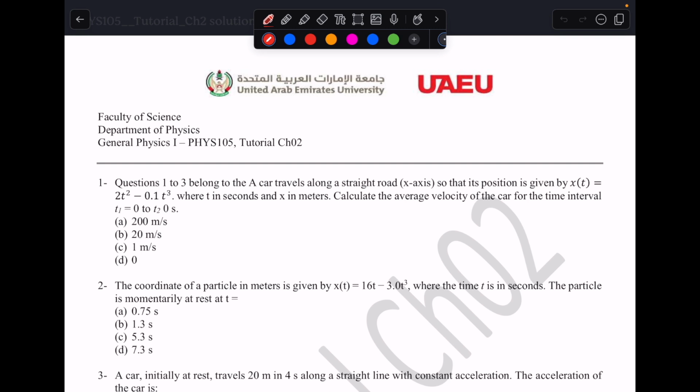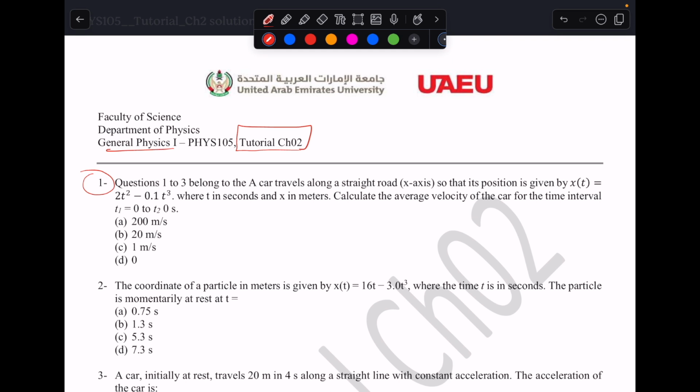In this video, we're going to solve some problems related to chapter 2. It's tutorial chapter 2 of general physics, and it's from Problems University Physics. So the question number 1 is 1 to 3, that's 3 parts.